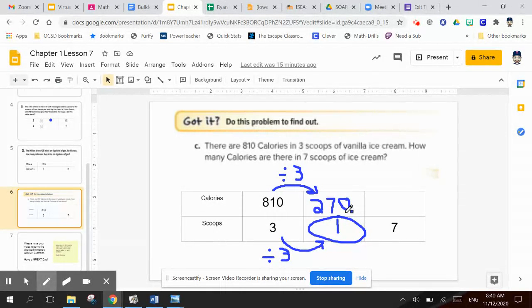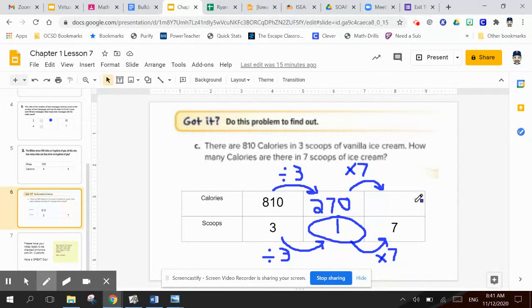But if I want to know how much 7 scoops is, I now have to go from 1 to 7. So my number is getting larger, it's increasing. What can I multiply by 1 to get 7? Well, that would be 7. So remember, whatever I do to my bottom, or my denominator, I have to do to the top, or my numerator. So I'm going to multiply 270 times 7.